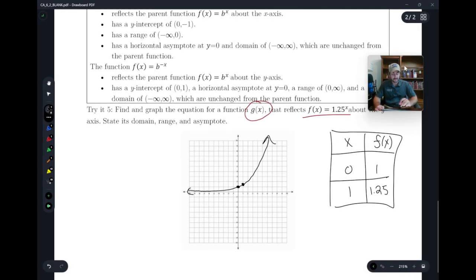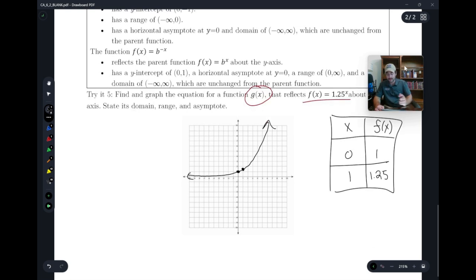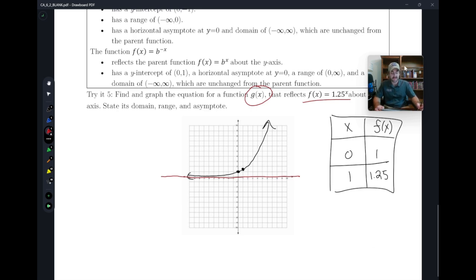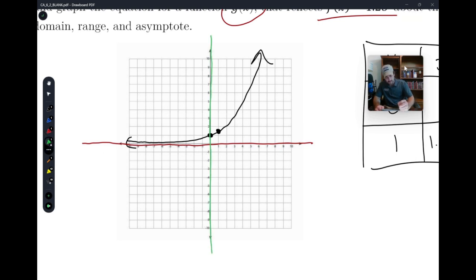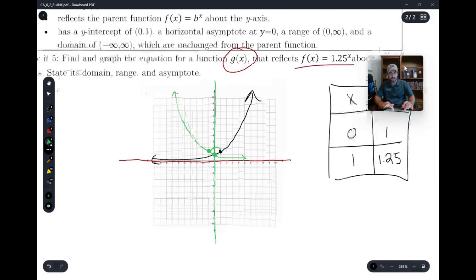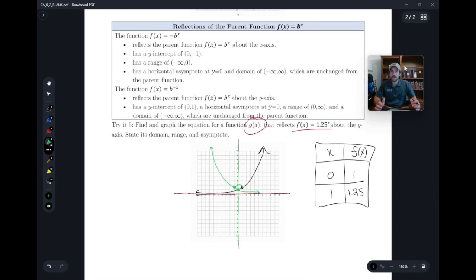Now it's asking us to reflect this about the y-axis. So we still have our horizontal asymptote at 0 because nothing's changed with the vertical shift. And all we're going to do is take each point and reflect it across the y-axis. So this point will go there. The line on the y-axis will stay the same. And we'll see that we end up with something that looks like an exponential decay. Something interesting to point out is that when we reflect across the y-axis, we get exponential decay.